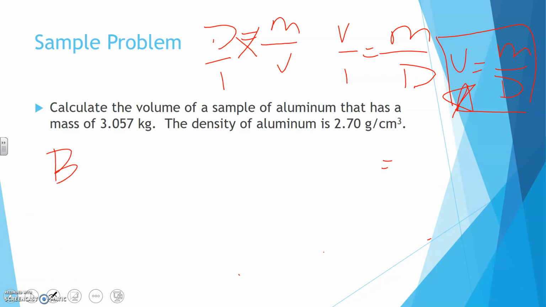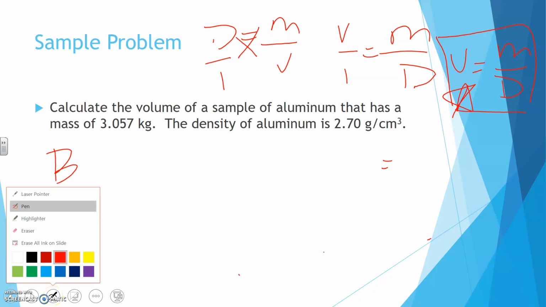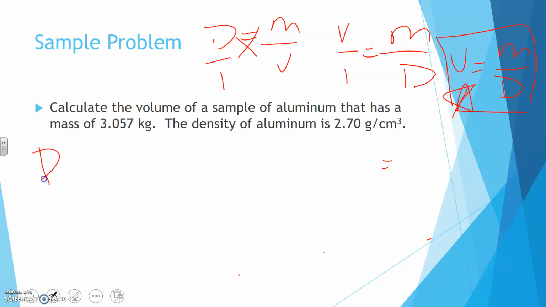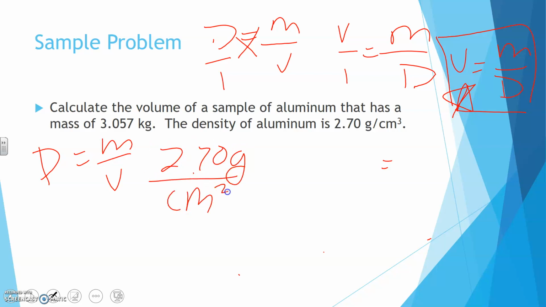That's not supposed to be B. Okay, let's just erase that. There we go. So you can do density equals mass divided by volume, solving for volume, so you don't know it. You've got your 2.70 grams per centimeter cubed, and that's equal to your 3,057 grams over volume. And then you just solve for your volume. You will end up with the same answer.